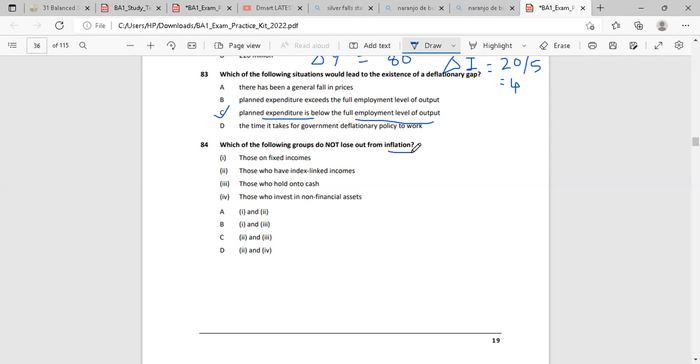So those with fixed income will have only that income, but the prices are rising, so they get affected negatively. Second one, they do not get affected. See, holding on to cash is almost like equal to having a fixed income. See, cash in itself does not increase unless and until cash is invested into some investment avenue. Having cash on hand is absolutely unproductive. So that will not rise by holding on to the cash.